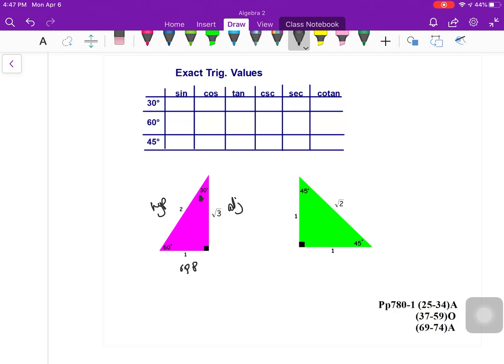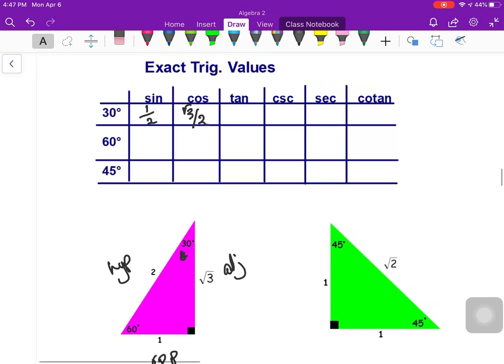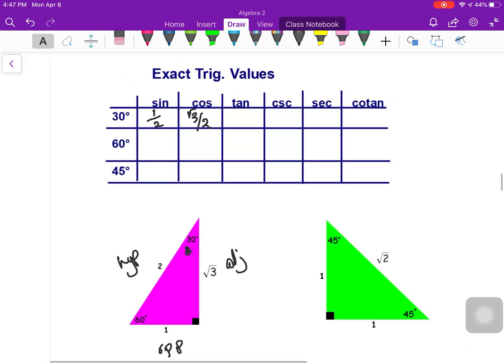So sine of 30 is 1 over 2, opposite over hypotenuse. Cosine of 30 is adjacent over hypotenuse, so that is square root 3 over 2. Tangent is opposite over adjacent. So that becomes 1 over square root 3, which when I simplify that is square root 3 over 3.